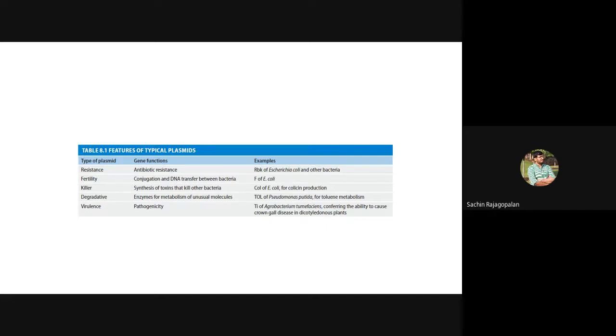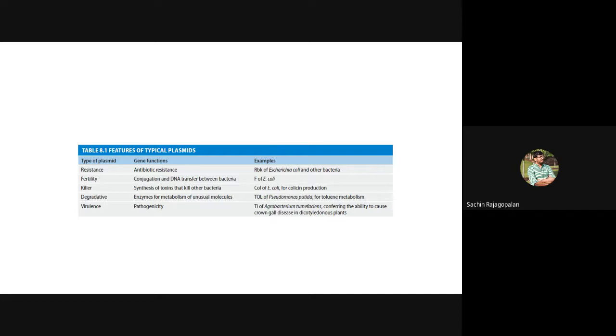You can also see that there are organisms which have the ability to degrade some aromatic hydrocarbons as well, which is normally very difficult to break down, and it may take years to break down that particular chemical. So these plasmids will be called degradative plasmids.